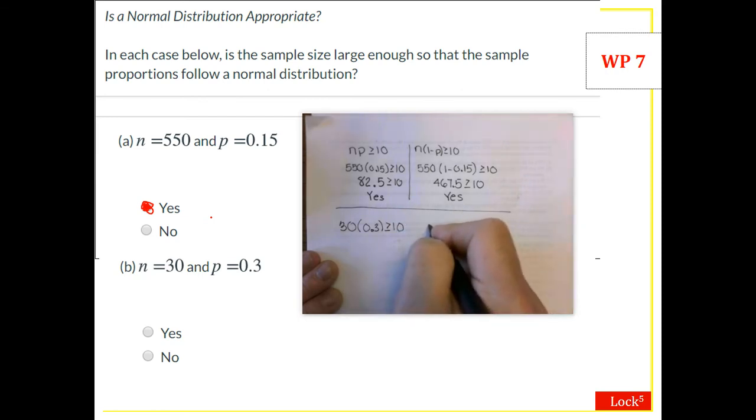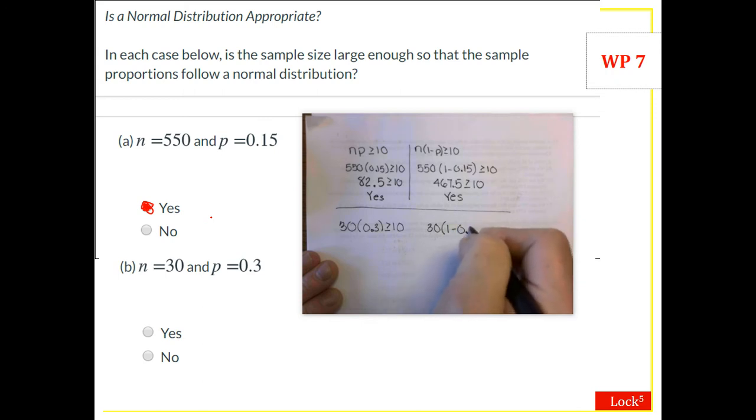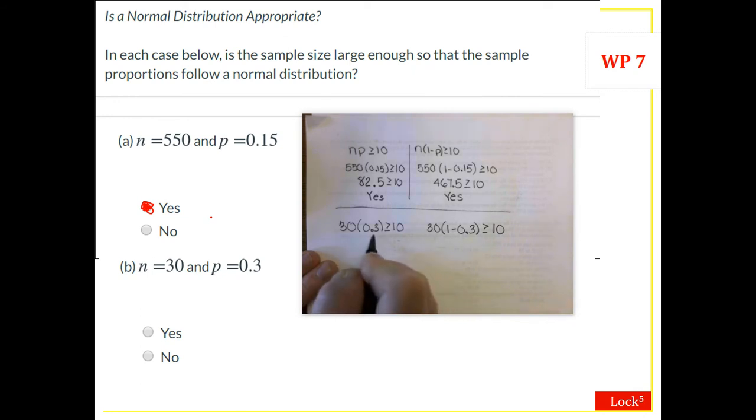I'm also going to do 30. I'm going to multiply by 1 minus 0.3, 0.7, and I'm searching to see if that's greater than or equal to 10. Those are my two CLT confirmations for is this n value large enough. Well, when you do this one here, 30% of this is 9. 9 is not greater than or equal to 10. I immediately get a no.